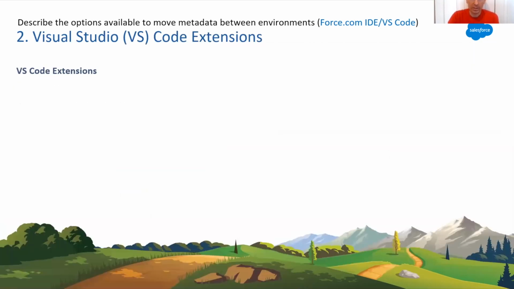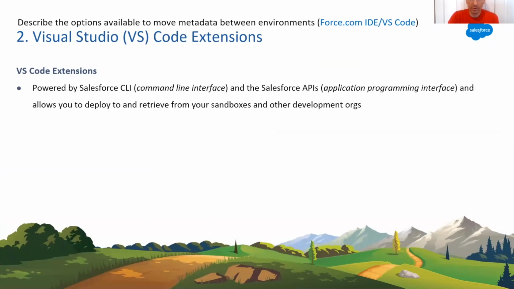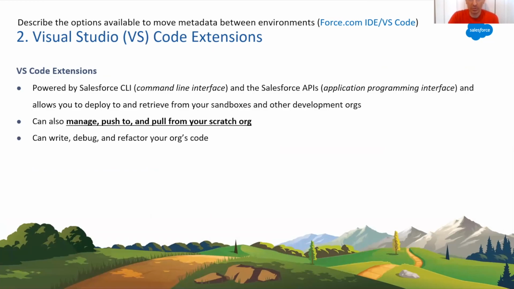Now transitioning into Visual Studio Code, or VS Code, it is powered by Salesforce CLI, which stands for Command Line Interface, and the Salesforce APIs. APIs are Application Programming Interfaces. It allows you to deploy and retrieve from your sandboxes to other development orgs. You can also manage push to and pull from your scratch org. You can write, debug, and refactor your org's code.